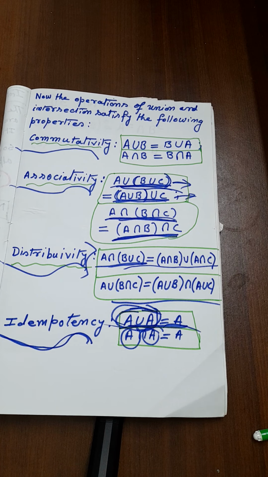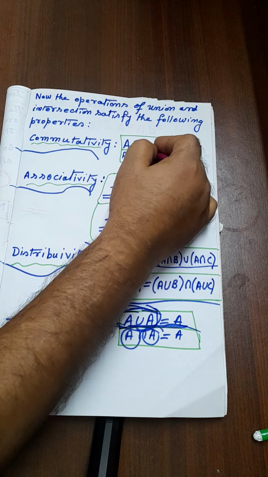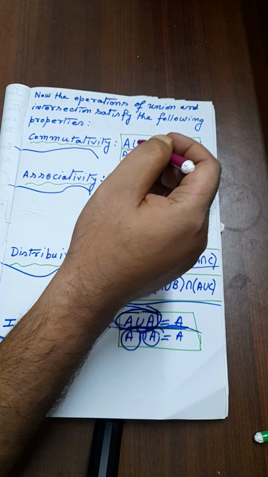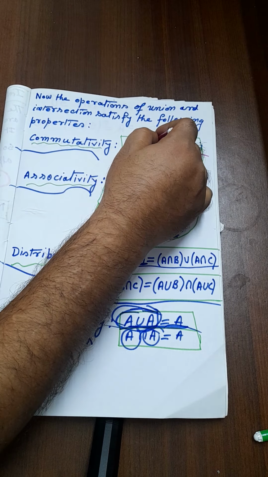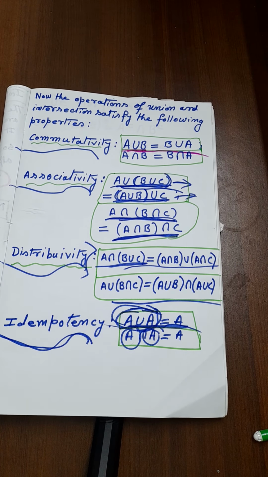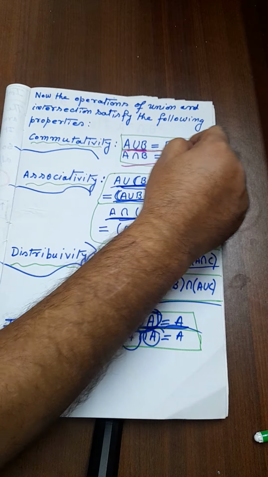One is commutativity, another is associativity, another is distributivity, and another is idempotency. Okay, so what is commutativity? Commutativity is, if we have A union B, then A union B will be equal to B union A. That means if we do the union of two sets, it will not matter which set we keep on the left side and which on the right side. Whatever side we keep the sets, it will give the same result. For intersection, the same thing.